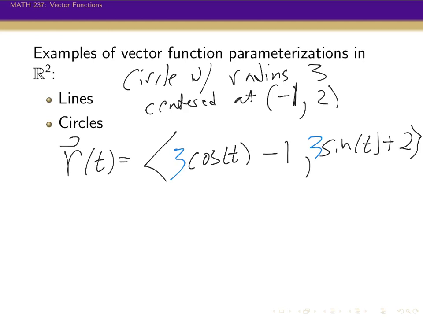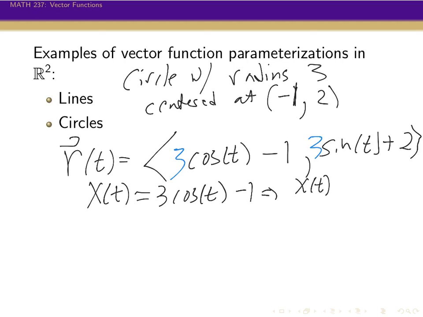Let me convince you about that. Same as before, I've got x of t is equal to 3 cosine of t minus 1. If I solve for cosine, I'm going to get x of t plus 1, divided by 3, is equal to cosine of t.